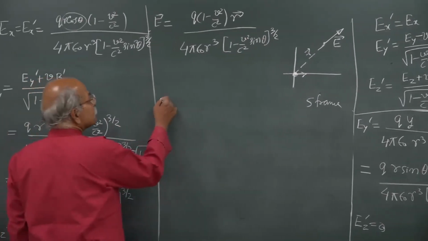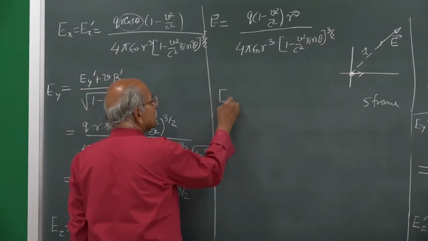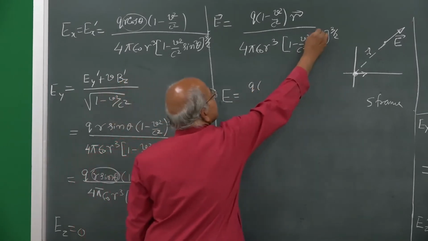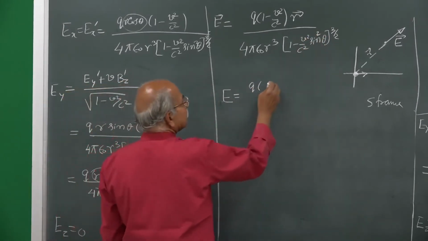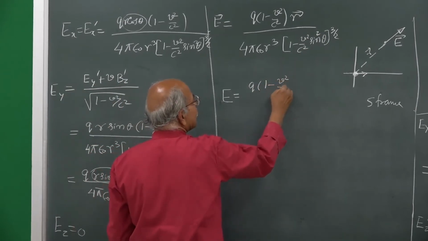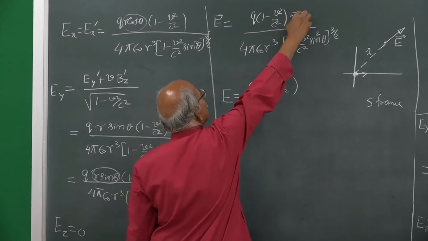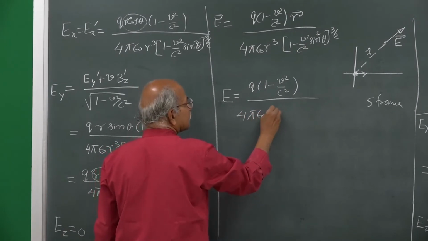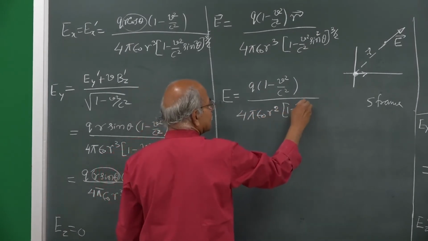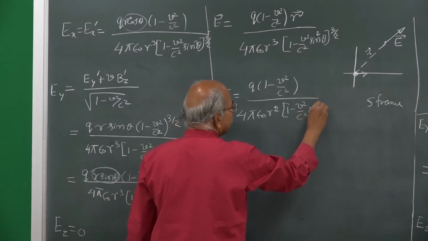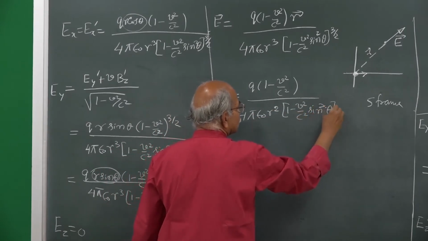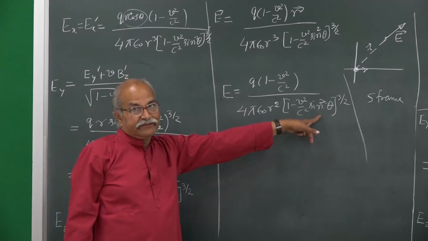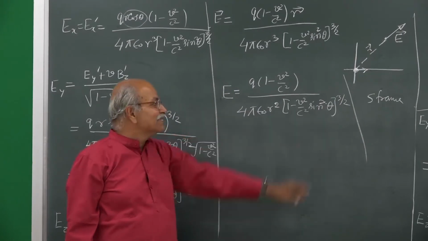The magnitude of this E is equal to Q, and then you have this sin square theta. So, this 1 minus v square by c square, and this r magnitude is now r, and that I will cancel it here. So, 4 pi epsilon naught r square and then 1 minus v square by c square sin square theta to the power 3 by 2. So, the magnitude now depends on theta. The magnitude of the field depends on theta.